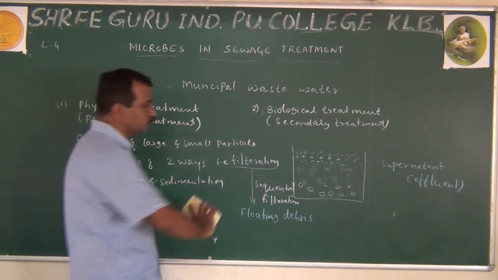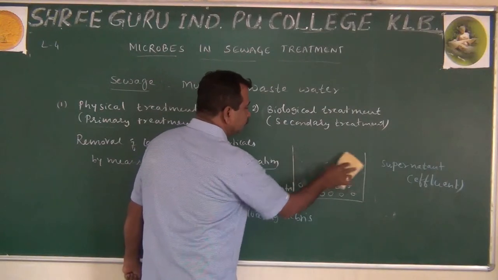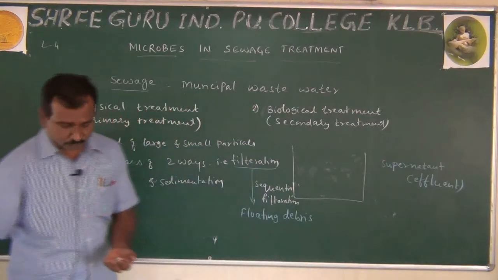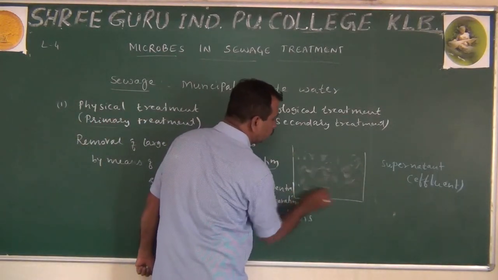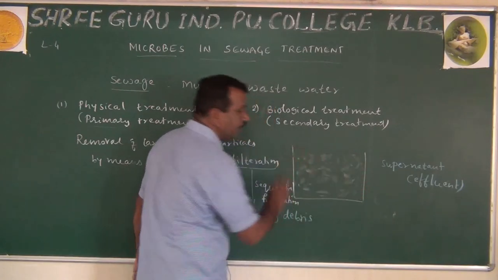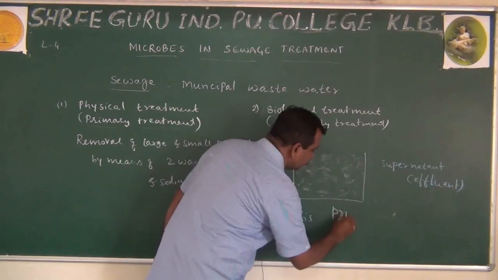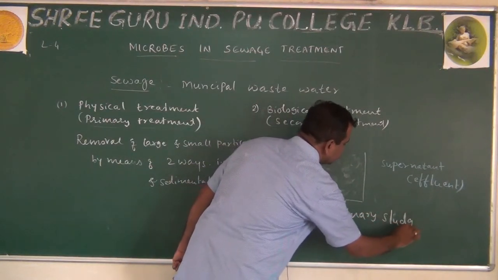This is the primary sludge. Now we can observe that after filtration, normally, small and large particles have been removed. Only the organic matter and the water will remain, the other parts are removed. For that purpose, this is called primary sludge.